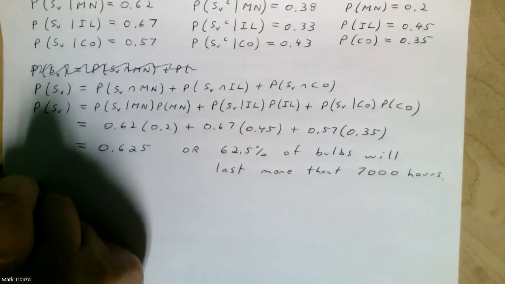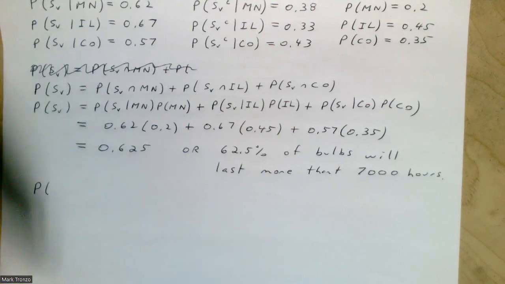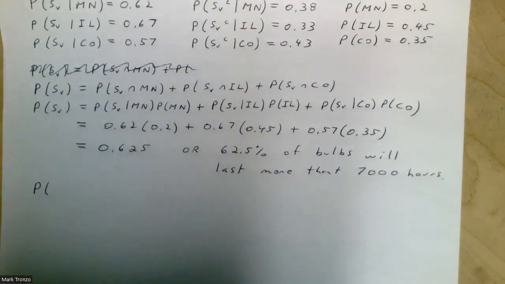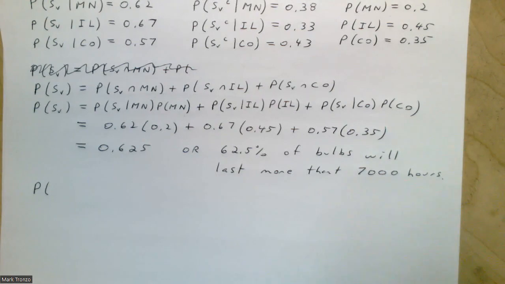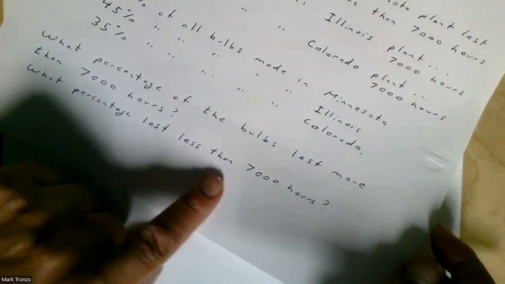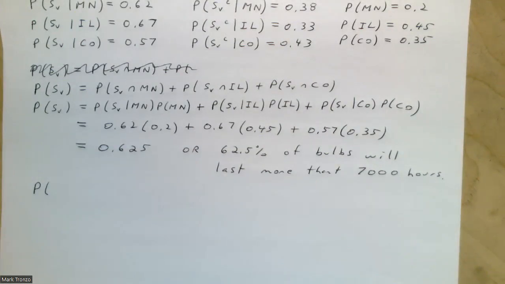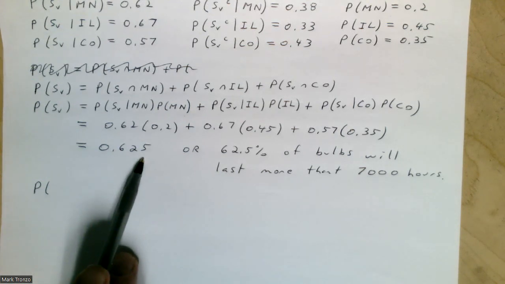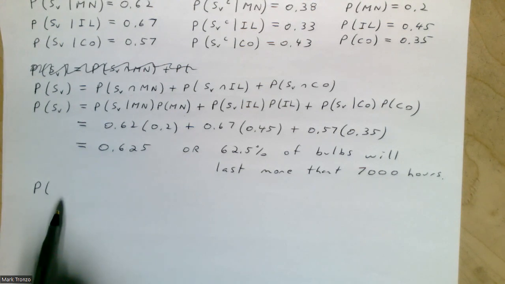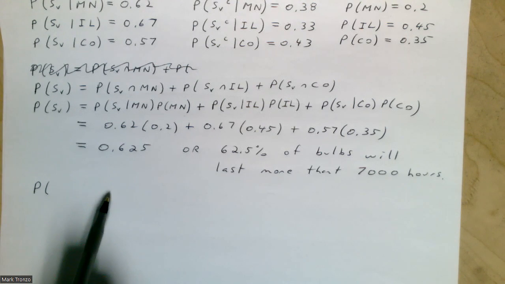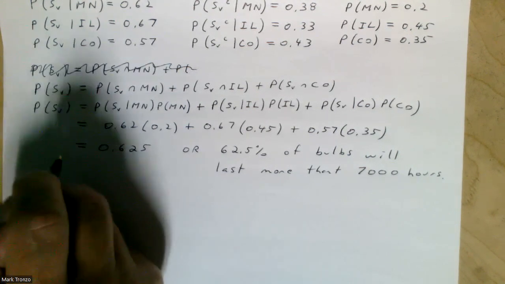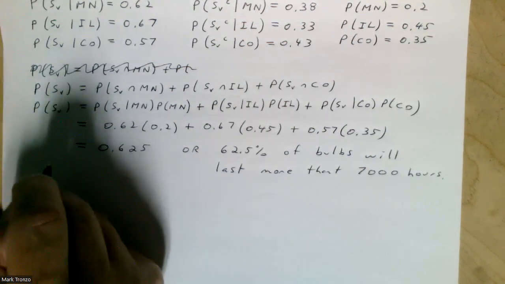Actually, the second question asks, what is the probability, or excuse me, what is the percentage that will last less than 7,000 hours? Now, of course, what we could do is just take 1 minus 0.625, and that would give us 0.375 or 37.5%. But let's actually go through, let's suppose we didn't know this part here.